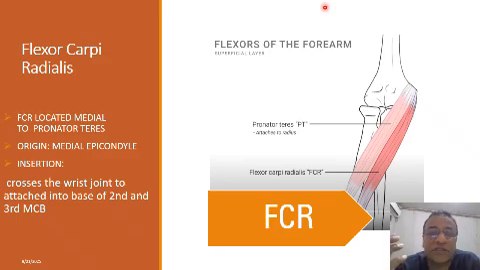And radialis means it's located on the radial side of the forearm. So flexor carpi radialis, its main function is flexion of the carpal bones. It's located just medial to the pronator teres, originates from the medial epicondyle and inserts into the second and third metacarpal bones. This is flexor carpi radialis, our second muscle of the flexor group superficial layer.